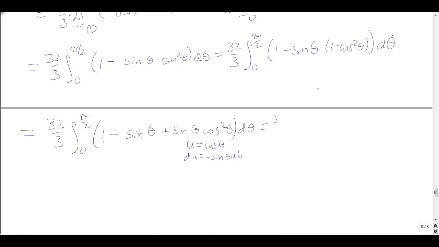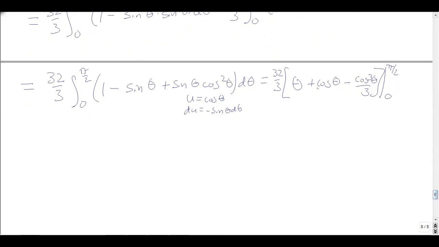And so what I end up with is 32/3 times the antiderivative of 1, which is theta. Negative sine theta gives me a plus cosine theta. Sine theta cosine squared theta would give me a cosine cubed theta over 3. Essentially, u squared goes to u cubed over 3, but I pick up a negative. So I get a minus cosine cubed theta over 3. And all this is evaluated as theta goes from 0 to pi over 2. And all we've got left is to evaluate.